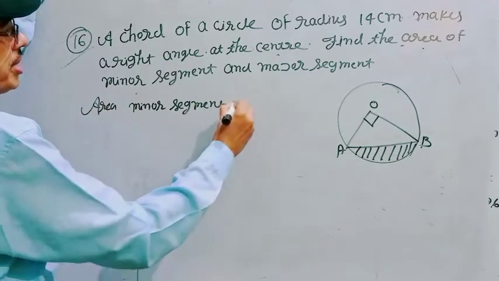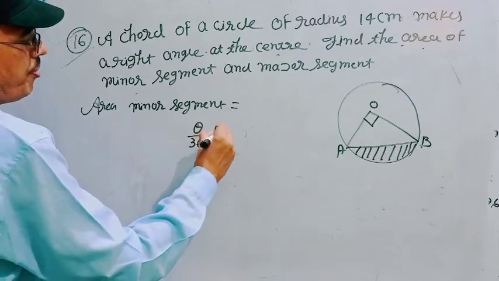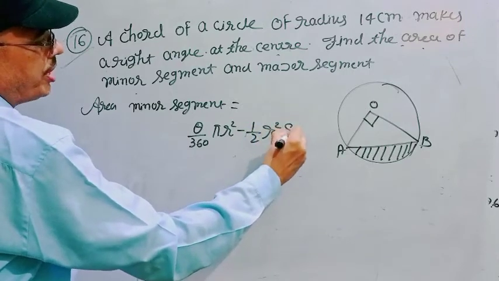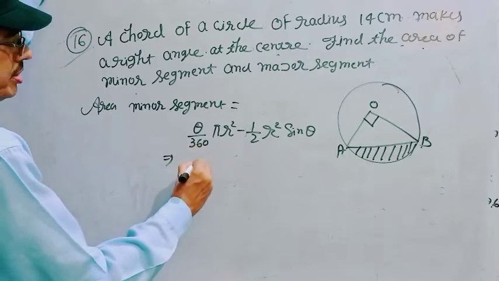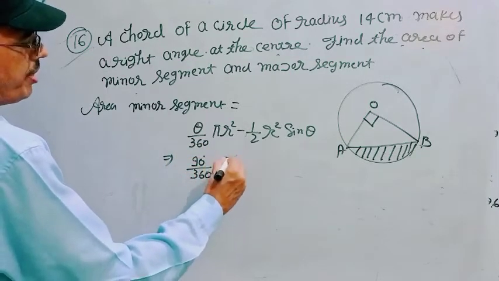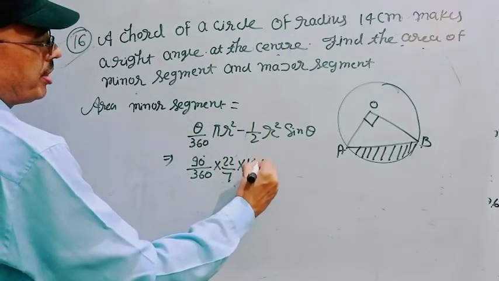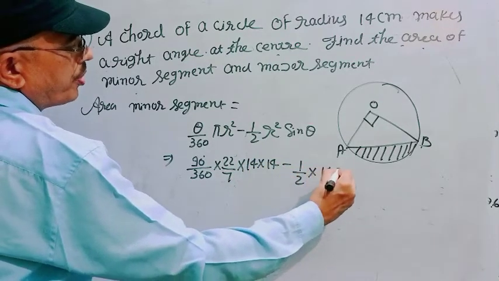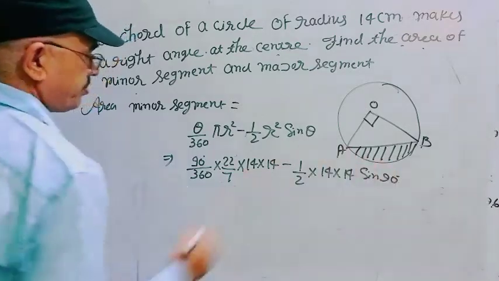The area of the minor segment is equal to theta by 360 pi r square minus 1 by 2 r square sin theta. What is theta? 90 by 360 pi, 22 by 7. What is r? That is 14 into 14, minus 1 by 2. What is r? 14 into 14. What is theta? That is sin 90.